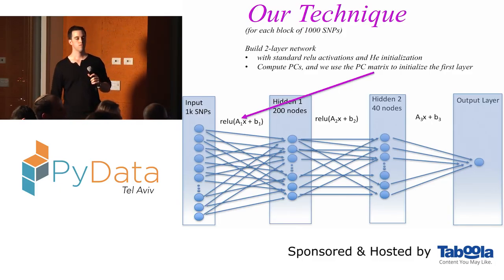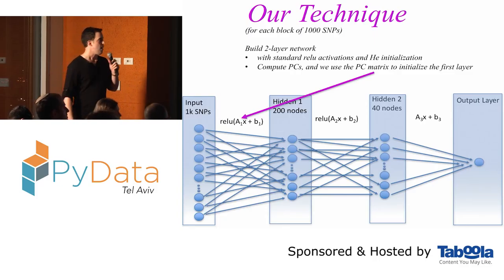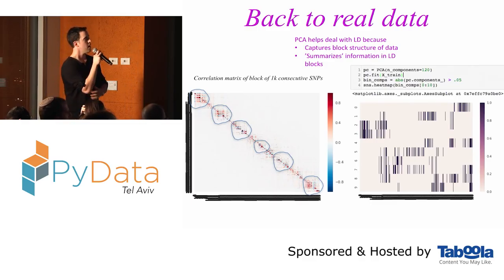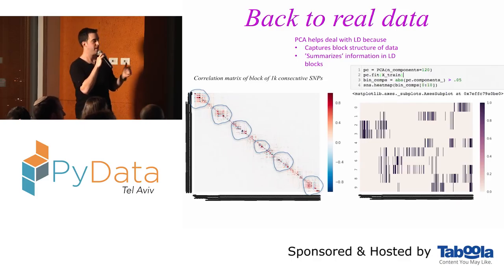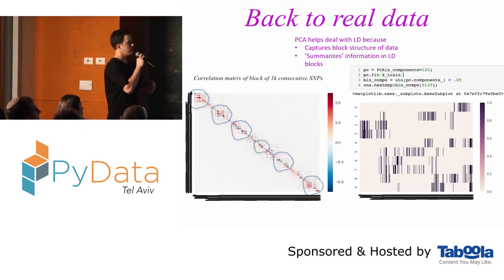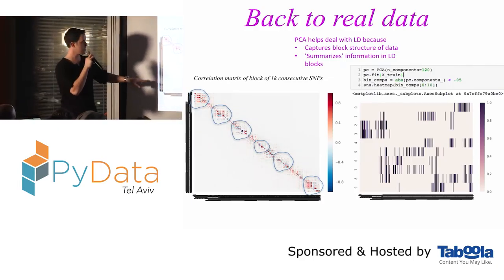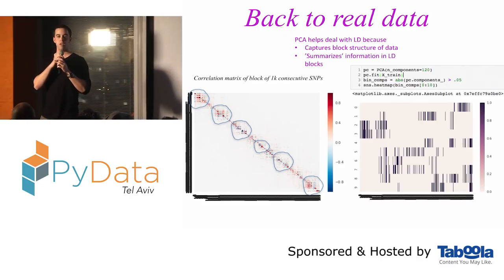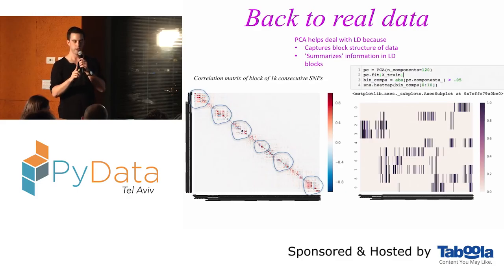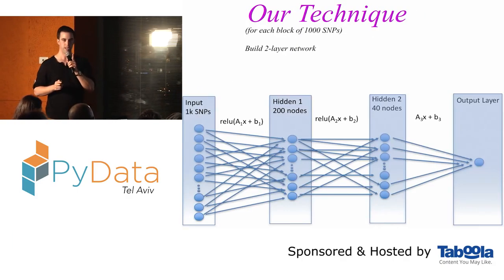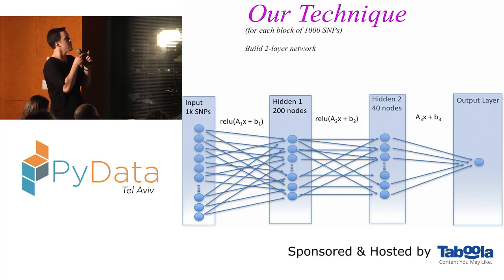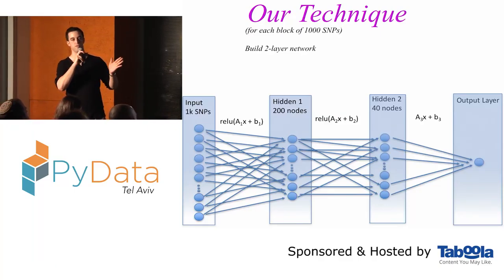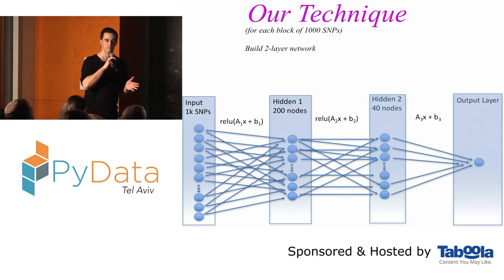Can you explain again what you meant by working on blocks? Essentially, the initialization that we're making for the first layer is of the values of that PC matrix. And that first component over there, the first feature in the second layer, will be some kind of summary of this. So when I say it's working on blocks, I think you're actually asking something else. You're talking about the 1,000 SNPs? Yeah. By block, I mean that we create a different model for each set of 1,000 consecutive SNPs. That's what I mean.